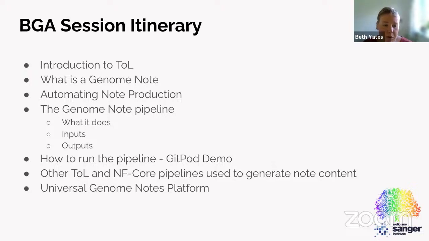And then I'll give you a little bit more information about other pipelines that we use to generate Genome-Note content and give you an idea of how these pipelines could be linked together to go from raw genome assembly submission files to a publication that can be sent to a journal describing that assembly.